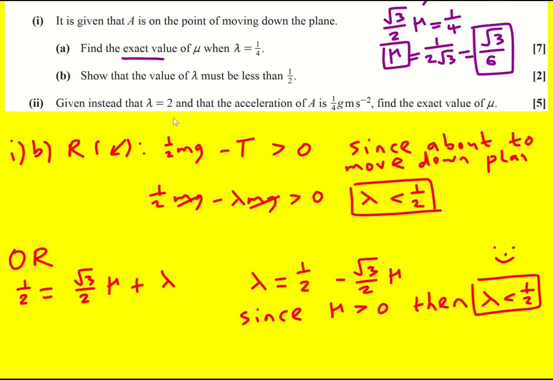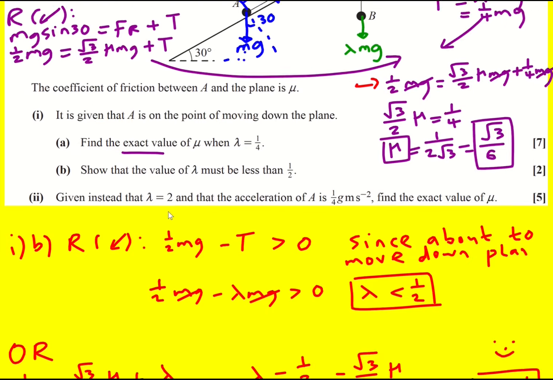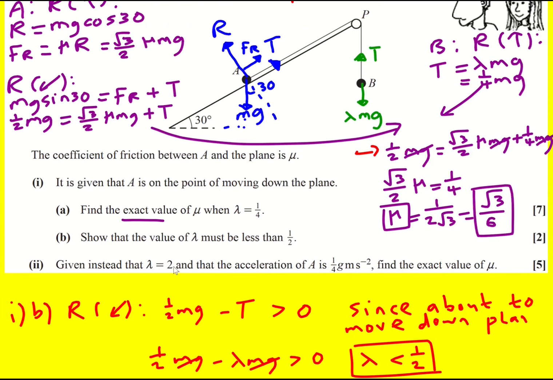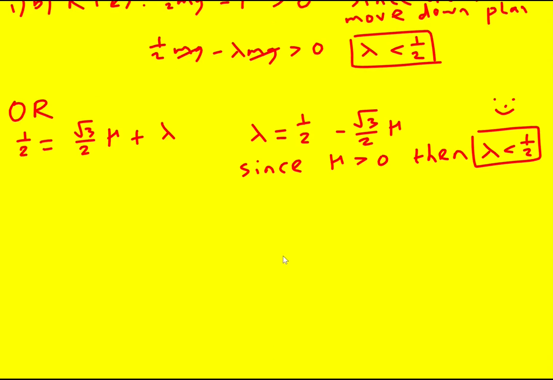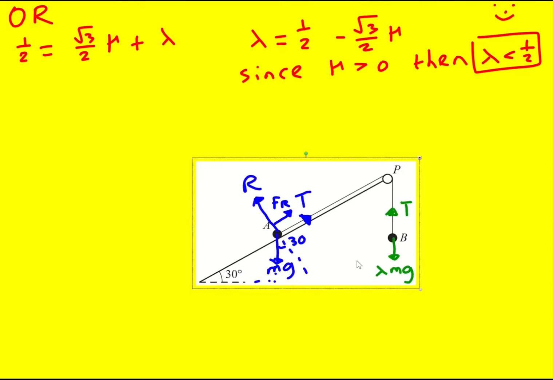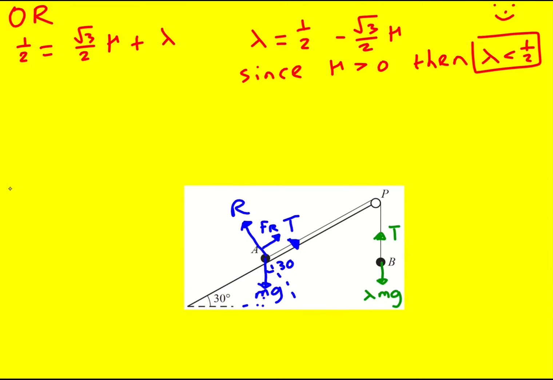On to part 2, we've got a new version of the system to look at. Lambda has changed from a quarter to 2, and the system is now accelerating, and we're asked to find the exact value of mu. Let's get another diagram down, carefully drawn. So, some modifications needed. This lambda is now equal to 2. And what that means is that B is heavier than A, and it's actually going to accelerate down. And A is going to accelerate up the slope rather than down the slope.